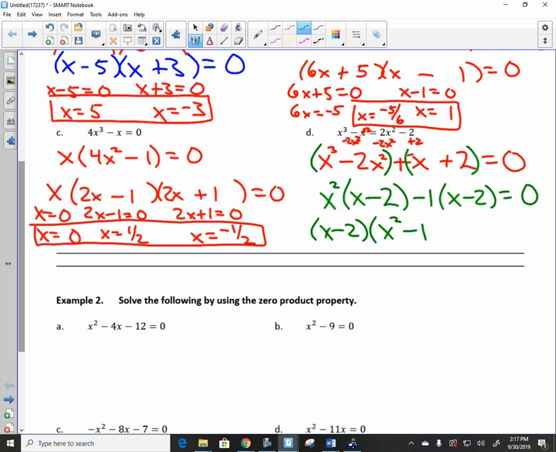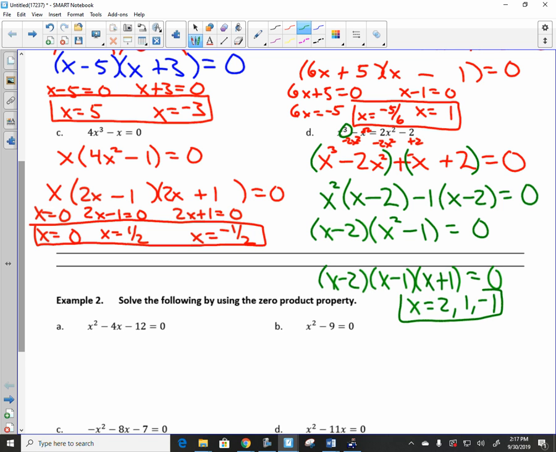X squared minus 1. Hey, does x squared minus 1 factor? Yeah, I've got x minus 2 times x minus 1 times x plus 1. So what are your solutions? 2, 1, and negative 1. So you can see I knew there were 3 solutions right away. We've got these 3 sitting right there.